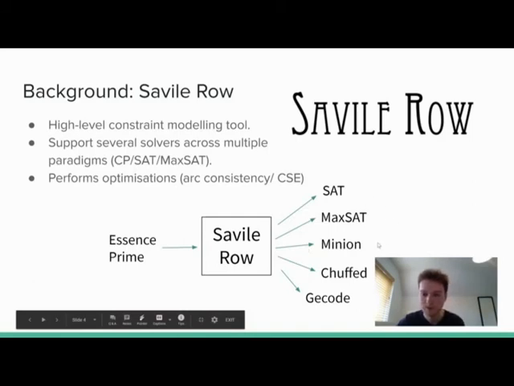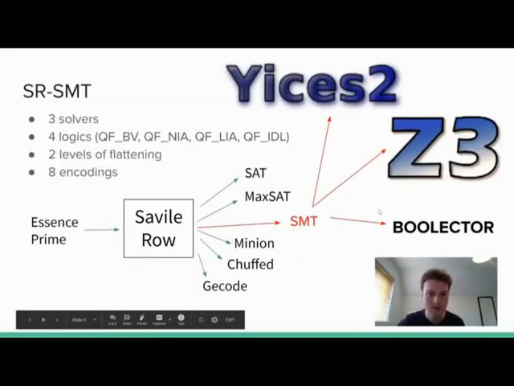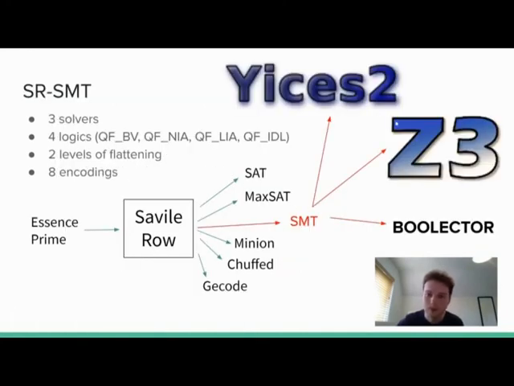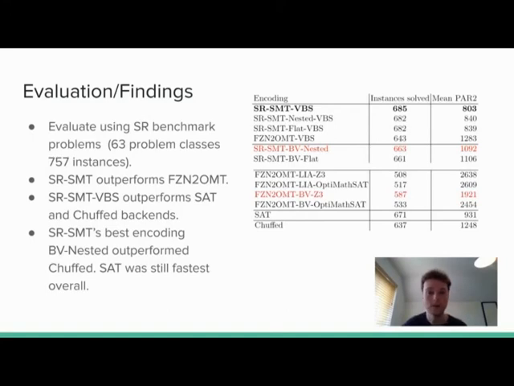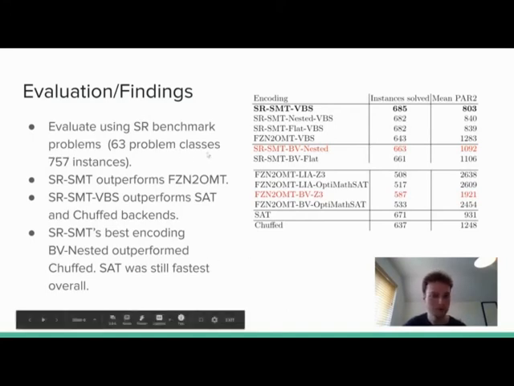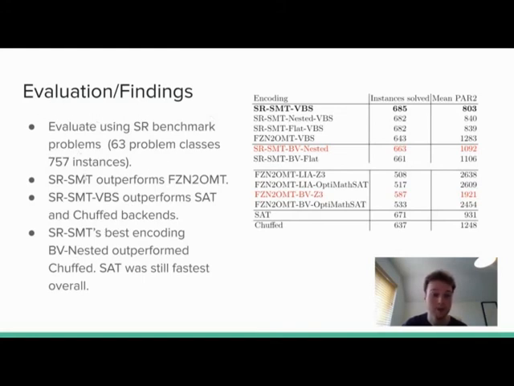Savile Row currently supports the CP solvers Minion and Gecode, as well as SAT and MaxSAT solvers. We implemented support for 3 different SMT solvers alongside 4 logics. Each of the logics came with 2 levels of flattening for a total of 8 encodings. So now that we have our translation tool, how do we know if it's any good or not? Well, we evaluated it against an extensive set of problem instances, and then we compared its performance to a competitor tool, FlatZinc to OMT, and then also to the SAT and Chuffed backends of Savile Row.